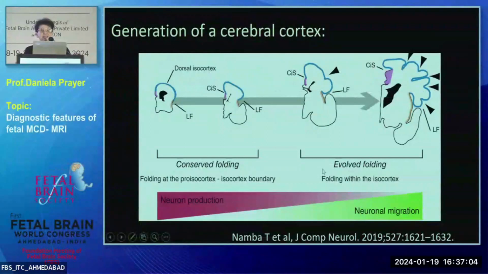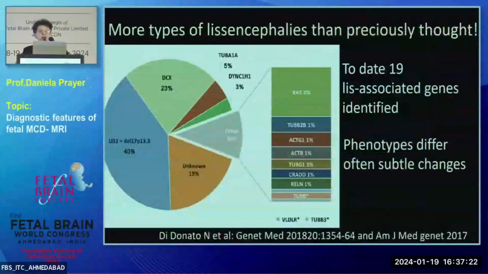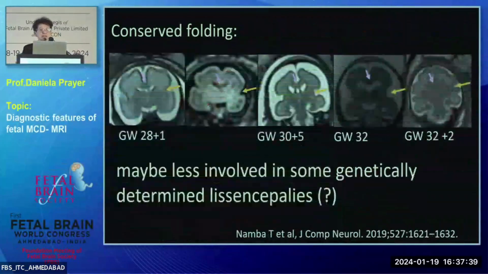And it was found that the evolved folding is the folding within the isocortex. And they also saw that the conserved folding may be less involved in some genetically determined lissencephalies. Well, when I talk of genetically determined lissencephalies, unfortunately, they become more and more because more and more genes are identified. So we don't know whether this is true for all types, but it may be true for several types.